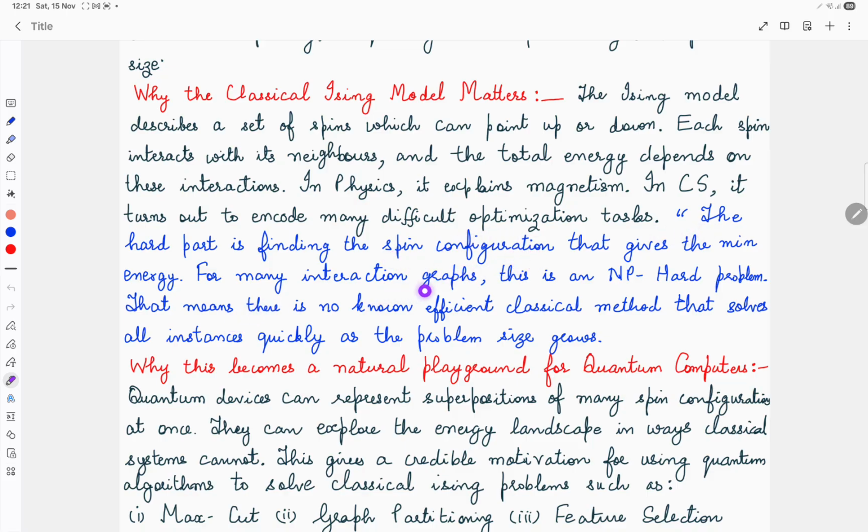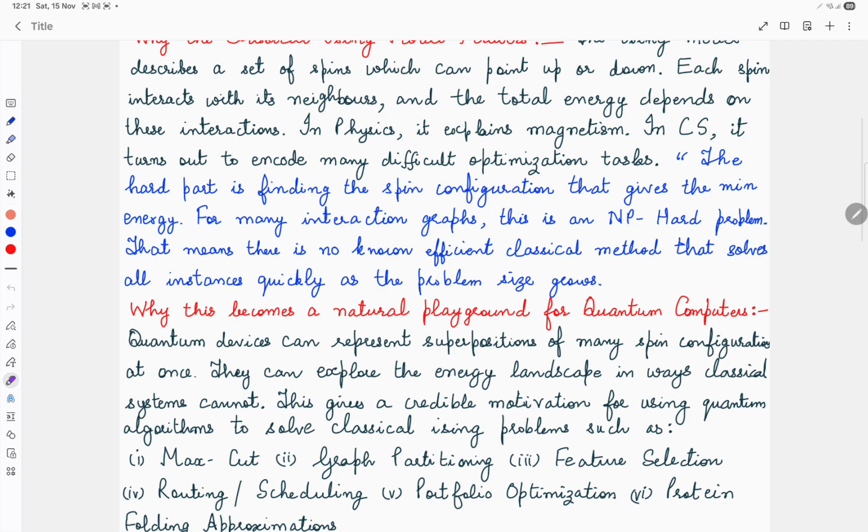Now, for many interaction graphs, this is an NP hard problem, and that means there is no known efficient classical method that solves all instances quickly as the problem size grows. So the classical Ising model is definitely an NP hard problem, but we have been able to model the Hamiltonian of the classical Ising model. So we will try to understand the modeling of the Hamiltonian in just a moment.